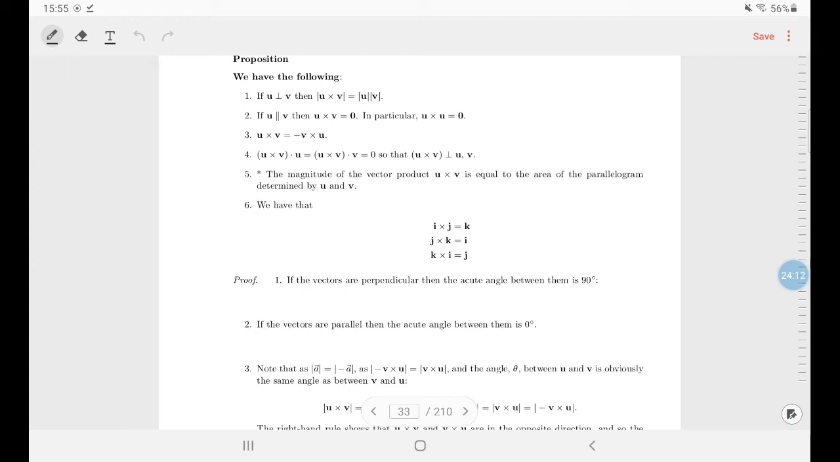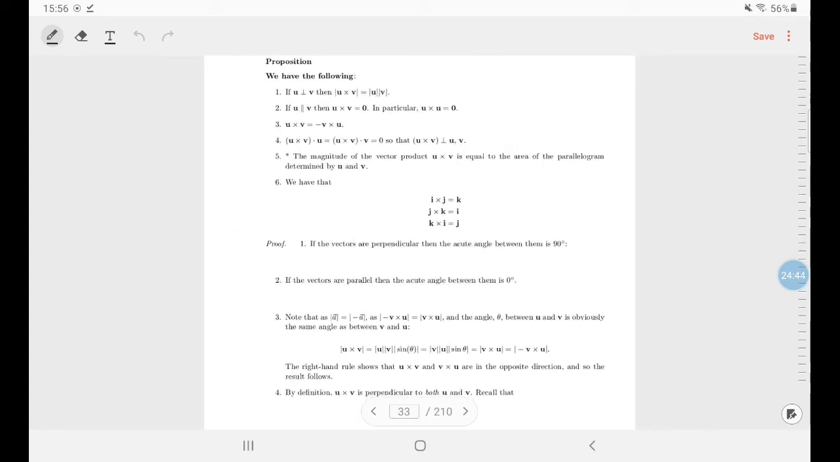The other one we saw earlier: because the angle between u and v is the same as the angle between v and u, the magnitudes of u cross v and v cross u are the same, but they're in the opposite direction, so one must be minus the other. The fourth one is just saying that the cross product of u and v is perpendicular to u and v. That was not so important. What is important is i cross j is k, j cross k is i, and k cross i is j.